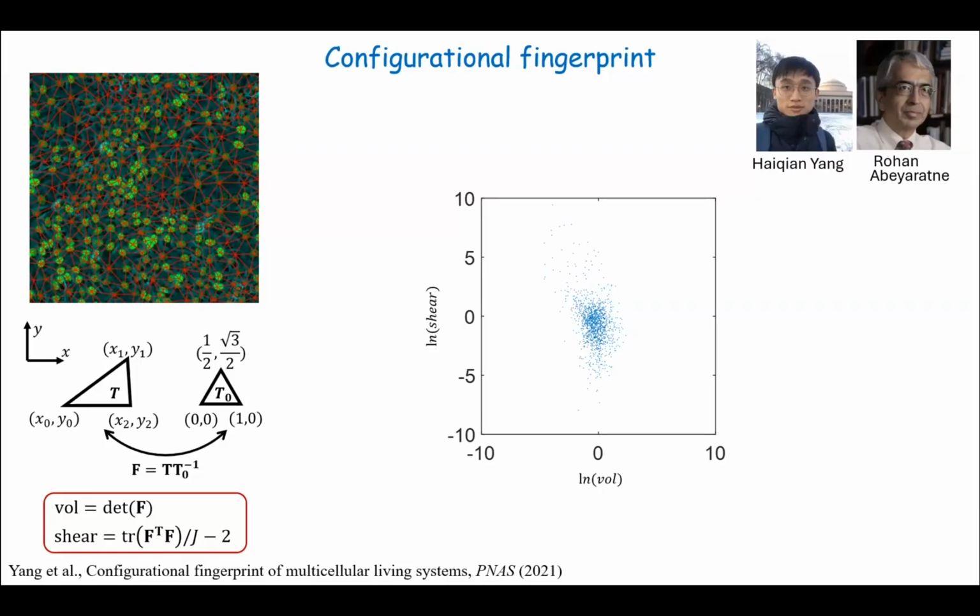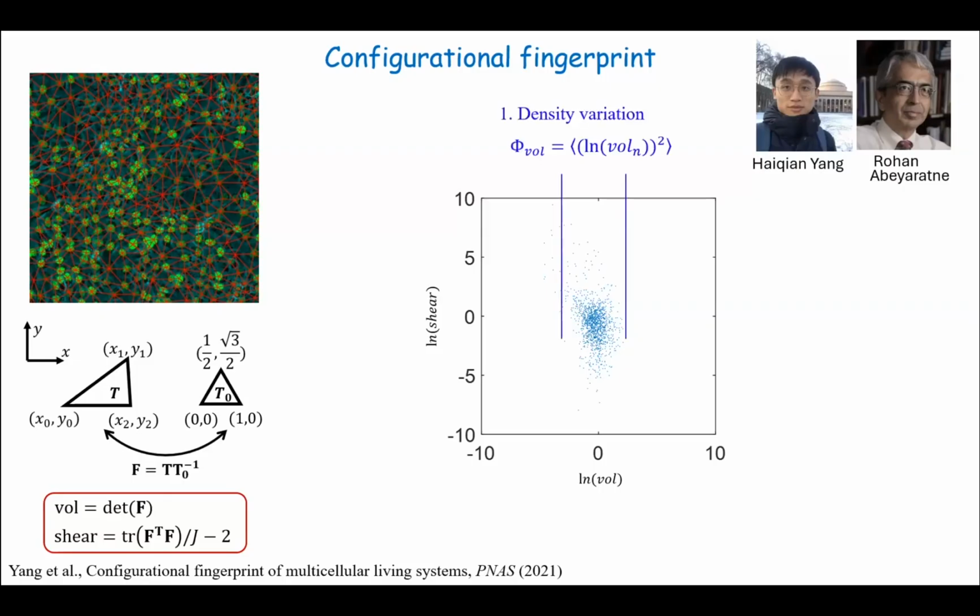And specifically, we separated two parameters there. One is how much area change of each triangle, is it swelling or shrinking, by calculating the determinant of this deformation gradient. And the other one, we call it shear, is how much distortion each triangle has if I compare and use the equilateral triangle as the reference state. And here, each point is representing a single cell on this frame. You can see they're really dispersed everywhere. And by using this dispersion of the cloud, we sort of call this a configurational fingerprint.